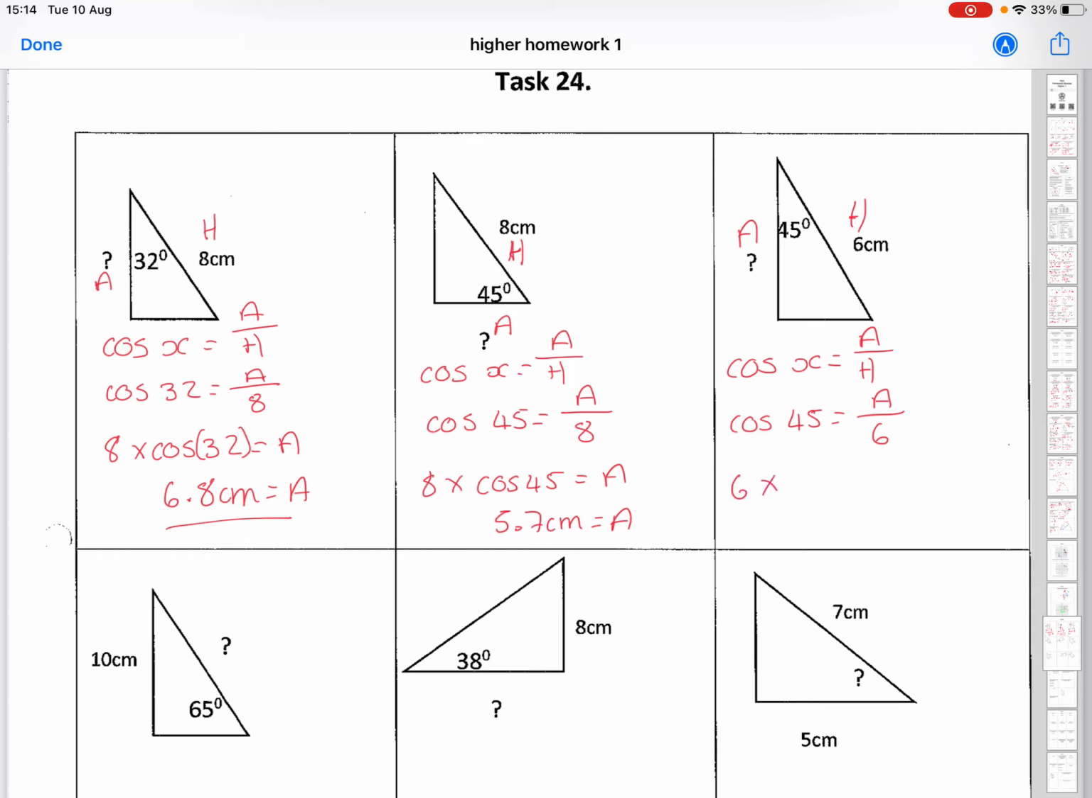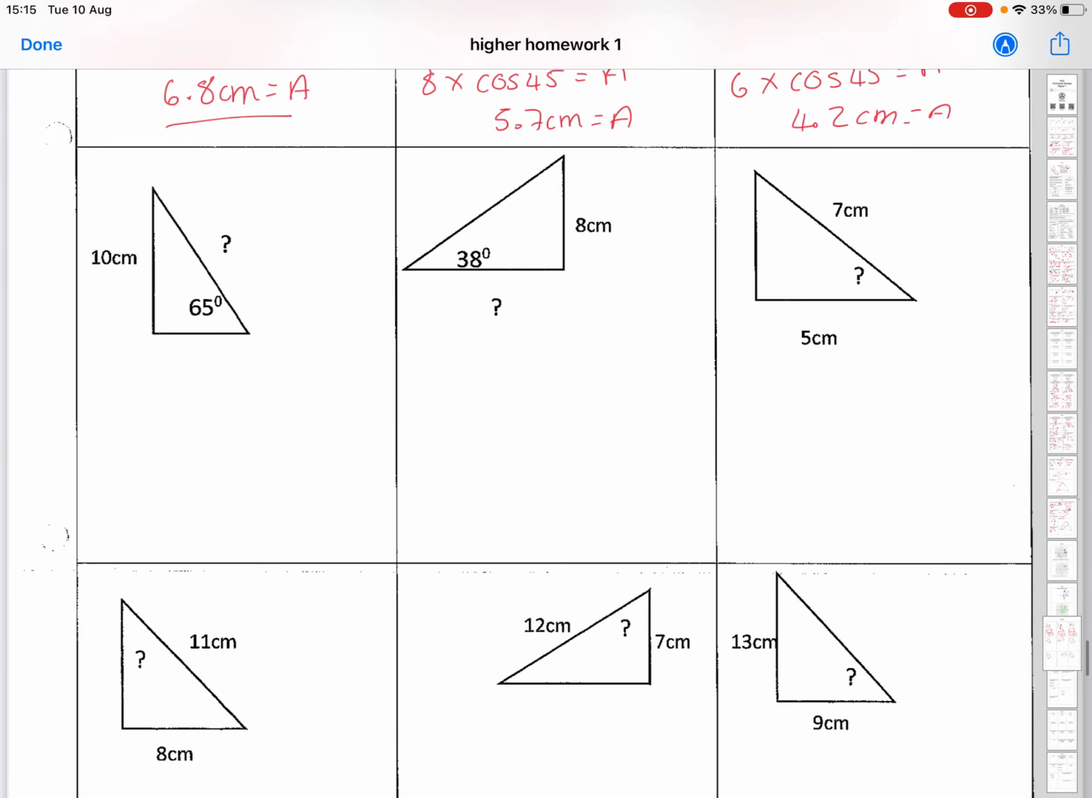Now these first three, you should be fine at because they're very similar. The thing we're trying to find is at the top, so we're going to times. It's very similar, just different numbers. This is what maths is all about. When you come to your exam, it's going to look like this, just with different numbers. So we've got 6 times cos of 45 to give us 4.2 centimetres for our adjacent.